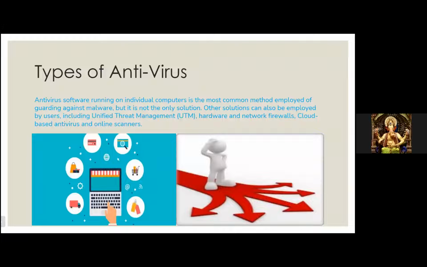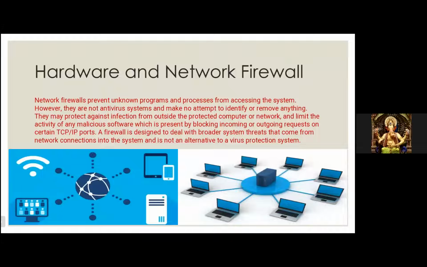The first one I'm going to talk about is hardware and network firewall. Network firewalls prevent unknown programs and processes from accessing the system, but these are not antivirus systems and make no attempt to identify or remove anything from the computer. They only protect the computer against infection from outside or from the internet, and limit the activity of any malicious software which is present by blocking the incoming or outgoing requests on certain IP ports. A firewall is designed to deal with broader system threats that come from network connection into the system and is not an alternative to a virus protection system.